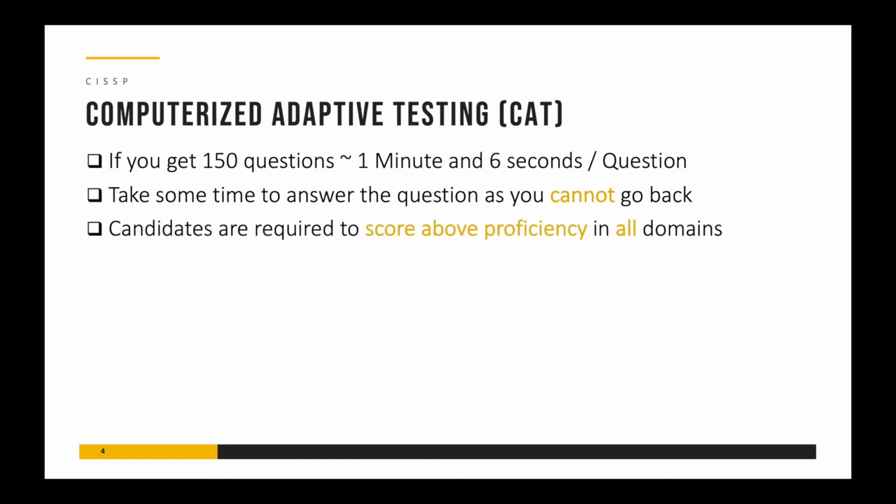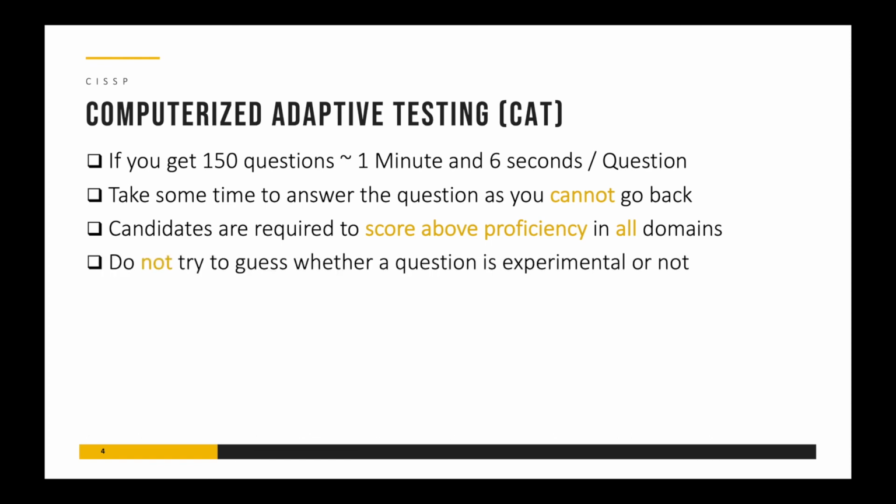You should also keep in mind that when you're preparing for the CISSP exam, you have to score above proficiency in all domains. So even if you clear 7 domains, but if you fail in one domain, you won't be able to clear your CISSP exam. And that's a noteworthy point, because when you're preparing, you should give equal importance to all the domains, regardless if they have 10% weight or 15% weight.